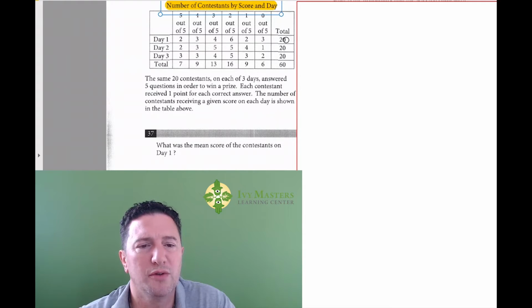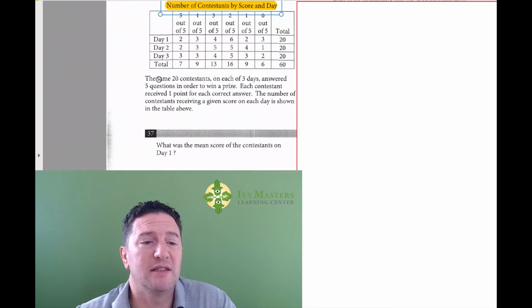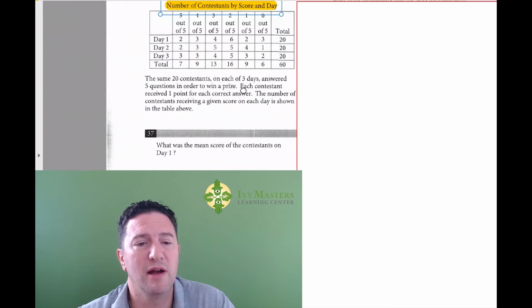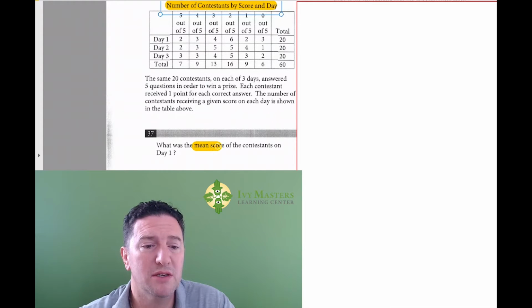It looks like there's a total of 20 contestants on each day, and if you add up all 3 days, there's 60 contestants. And you've got your totals for 5 out of 5, 4 out of 5, and so forth. It reads as the same 20 contestants on each of 3 days answered 5 questions in order to win a prize. Each contestant received 1 point for each correct answer. The number of contestants receiving a given score on each day is shown in the table above. Question is, what was the mean score of the contestants on day 1?